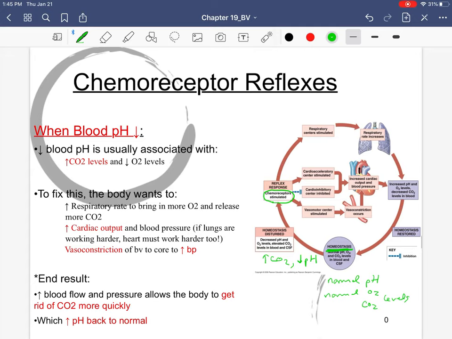So the chemoreceptors will sense that. Those specialized receptors will sense, oh my God, pH is too low. Oh my God, too much CO2. So what are they going to do? What is the body going to do to bring the pH back up to normal? So when the pH drops because of increased CO2 levels, in a negative feedback loop, in order to bring the pH back up to normal and lower the CO2 levels, the body is going to increase cardiac output and do vasoconstriction.